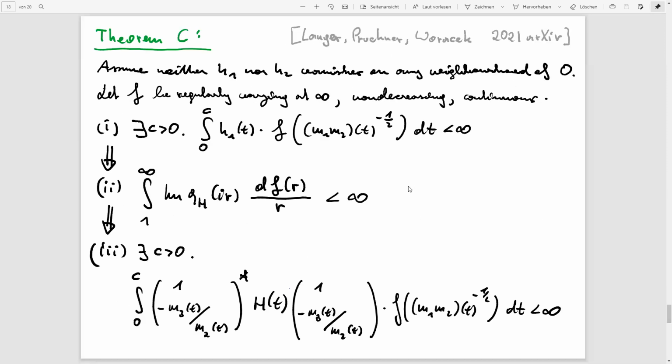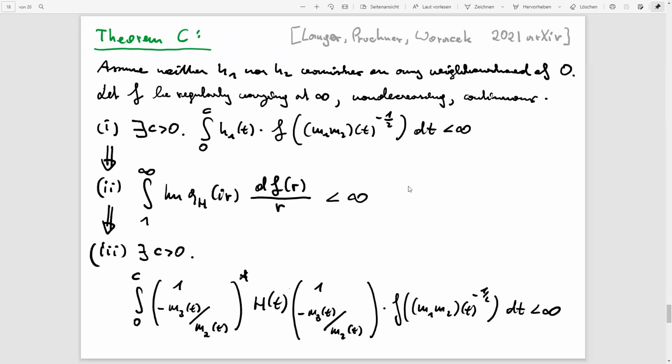Okay. Now let's come to weighted integrability. This is the theorem. It's again together with Matthias Lange and Raphael Bruckner, and for this theorem there is already an archive version. And okay, what does it say?